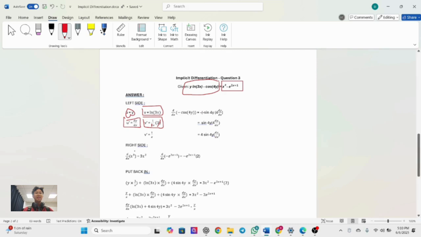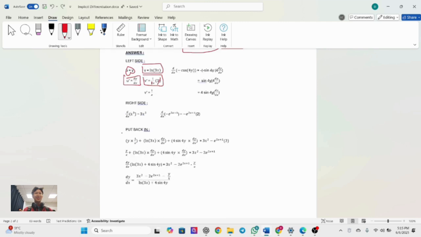So let's handle the right side of the equation. For x to the power of 3, after we differentiate, it will become 3x to the power of 2, while for e to the power of minus 2x plus 1, when we differentiate, it will become negative e to the power of 2x plus 1, times 2. So after we have differentiated the left side and the right side, we need to put them back in the equation, and as you can see, I already put the equation back in, and for this, it can be simplified, making it y over x.